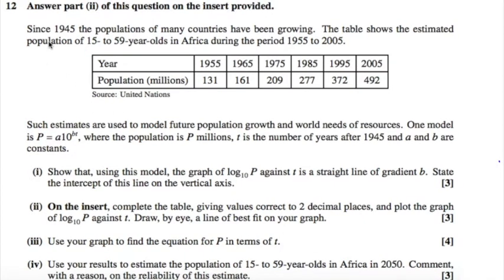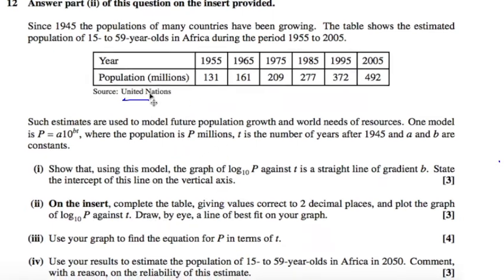Okay, so since 1945, the population of many countries has been growing. The table shows the estimated population of 15 to 59-year-olds in Africa during the period 1955 to 2005, and they've even provided us with a source. Such estimates are used to model future population growth and world's need of resources. One model is P equals A times 10 to the BT, where P is P millions, T is the number of years after 1945, and A and B are constants. Okay, so show that using this model, the graph of log P against T is a straight line of gradient B. State the intercept of this model on the vertical axis.